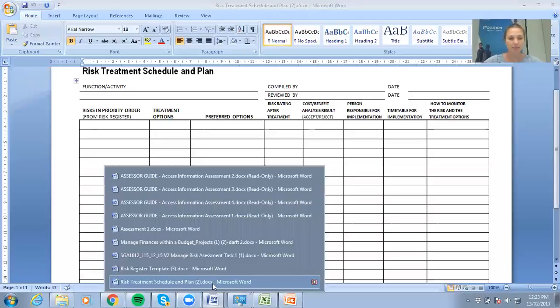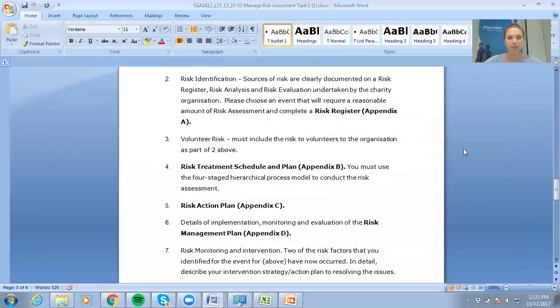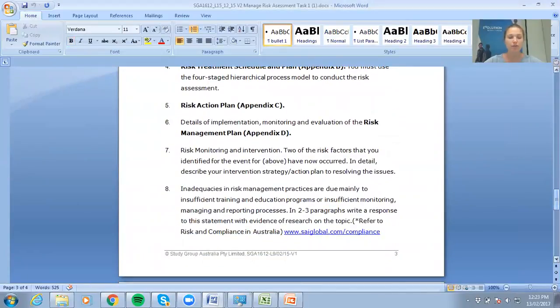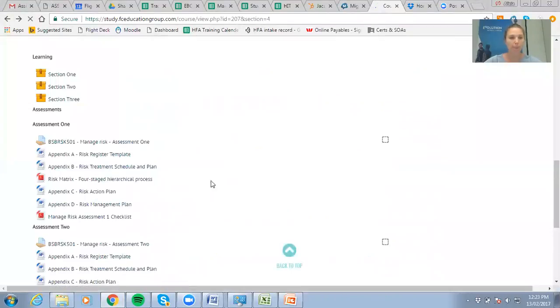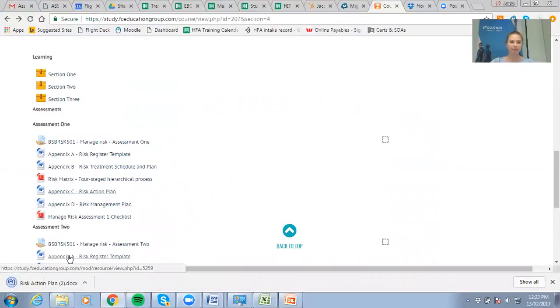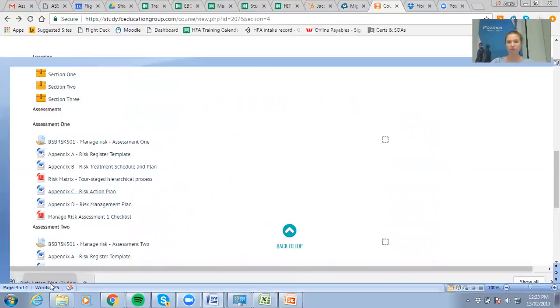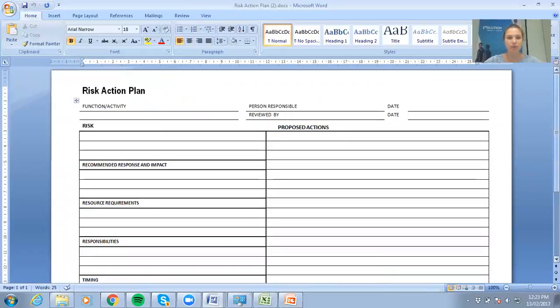Now we're going to go back to the assessment task and have a look at what's next, which is Appendix C. I'm going to move forward and open up Appendix C for you, back into the LMS. Appendix C is our risk action plan. This is what your action plan will look like. For this one, nice and easy, we only want you to choose one risk that you've identified. Only use one risk for this whole table. So again, fill out the top, what the event is, your name, person responsible, and the date.